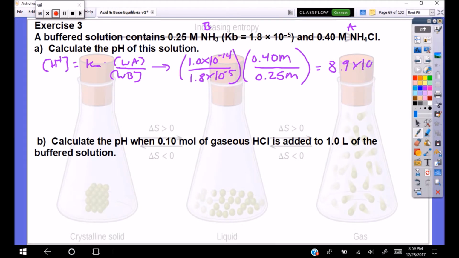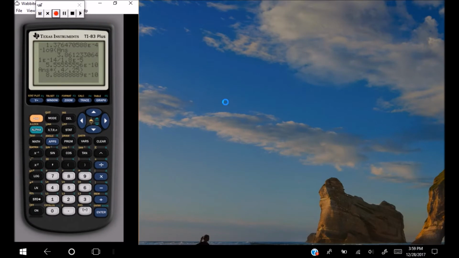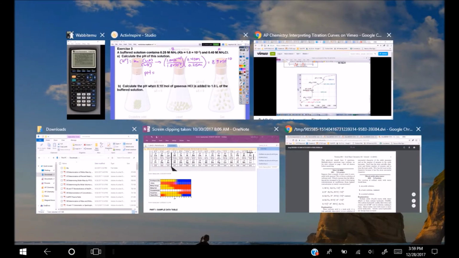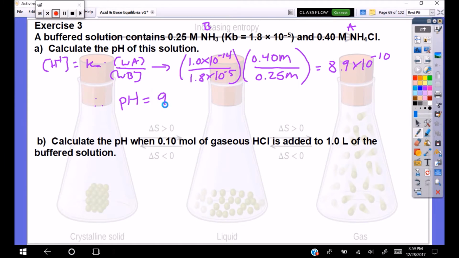8.9 times 10 to the negative 10th. If I do my pH of that, negative log, 9.05, which makes sense, right? Because ammonia is a base. So I'm looking at a basic buffer solution here.